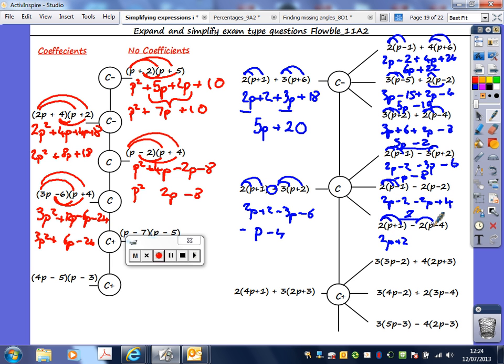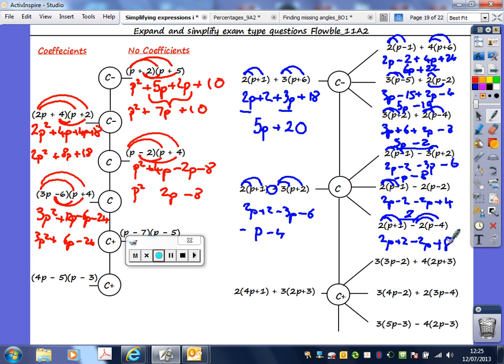Then we've got negative 2 times by p, negative 2. And then we've got negative 2 times by negative 4, plus 8. Negative times by negative. So is it the one in the middle? Yeah, the minus in the middle and the minus in between p and 4, what makes it plus? Yeah, because that -2 there times by -4 there.